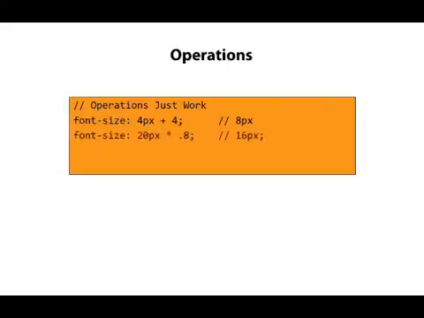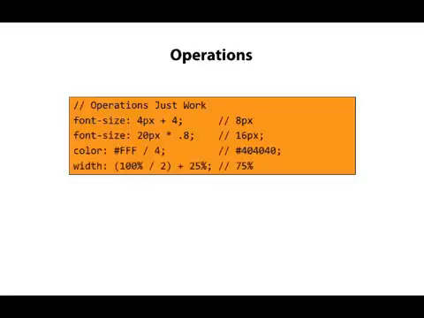Operations are another feature of less. You can use operations to do calculated values to any name value pair inside of less. For example, setting the font size by taking the unit of 4 pixels and adding 4 will result in an 8 pixel value. 20 pixels times 0.8 is going to give you 16, or even dividing colors or doing operations on color values, it's going to treat those as numbers as well. Parentheses will allow you to control the order of operations like you would expect from a typical programming language.